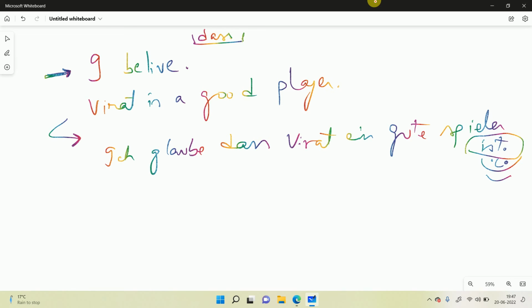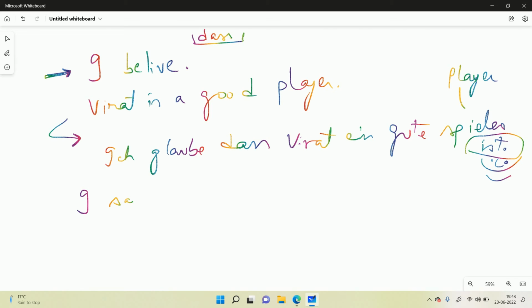Anybody has doubt in this sentence? Yes, you have some doubt? Bitte. Now you told that the verb should come at the last. So here the verb is spielen, right? Actually, this is Spieler, which is player. It's a noun form of the verb. If it were spielen, then it would have been a verb.